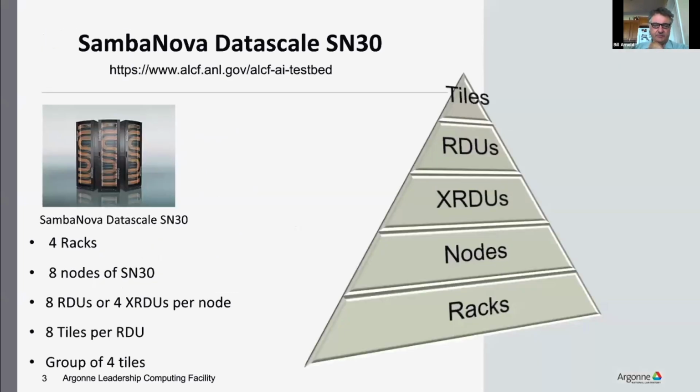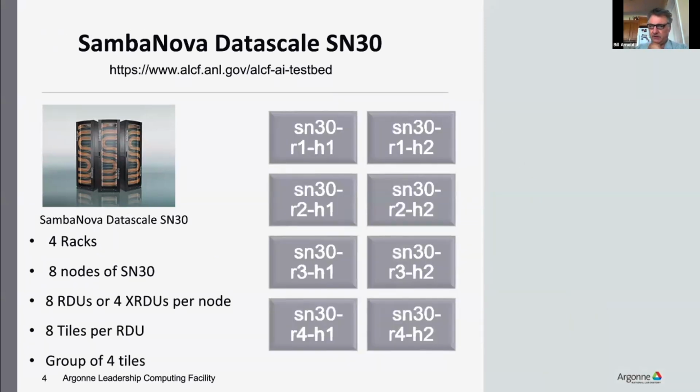This has already been said a few times. So we have 64 RDUs spread across 8 nodes in 4 racks. You can see the naming convention. There's a rack code. Racks run from 1 to 4, and then each rack has 2 halves, half 1 and half 2. And in fact, those names are the names that you use when you're SSHing to the nodes from the login node.